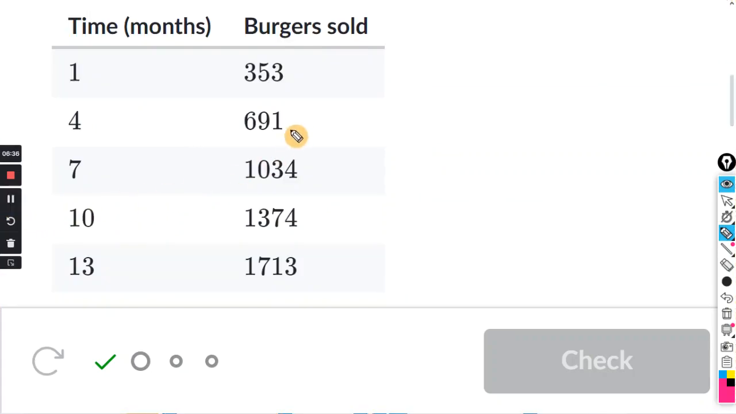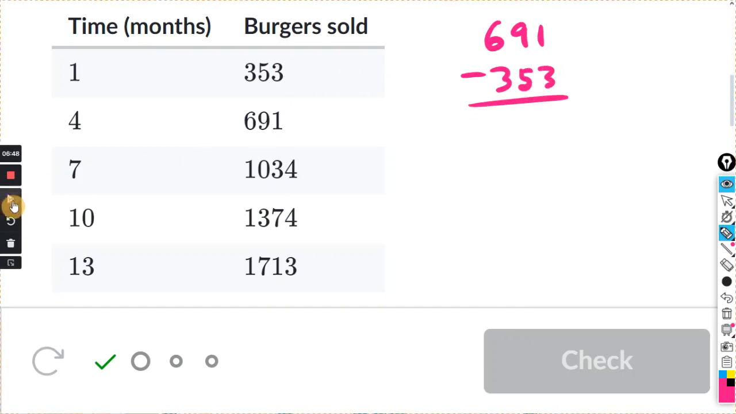So I'm going to check for linear first. So I'm going to do 691 minus 353. 11 minus 3 is 8. 8 minus 5 is 3. 6 minus 3 is 3. So to go from here to here, that's going to be plus 338.